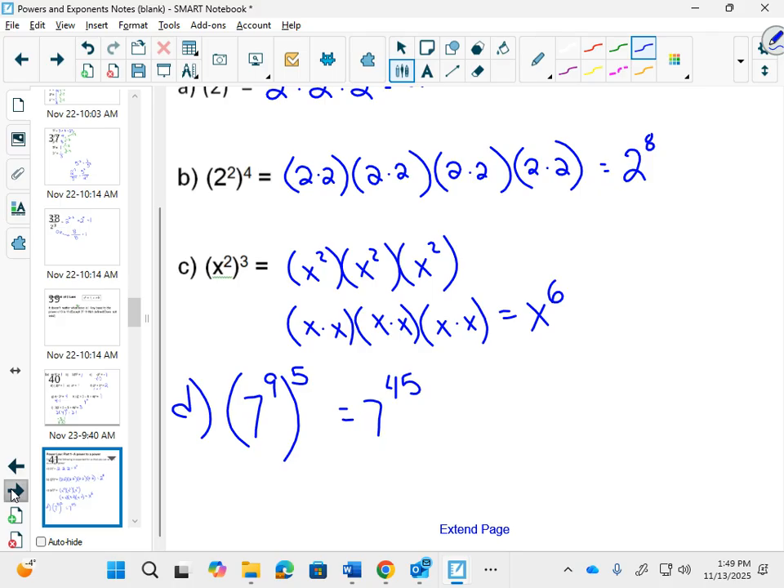There's the shortcut. How does the shortcut work? You multiply the 9 and the 5. Or you could add the 9 and the 5 and make a really big mistake and maybe get it right.